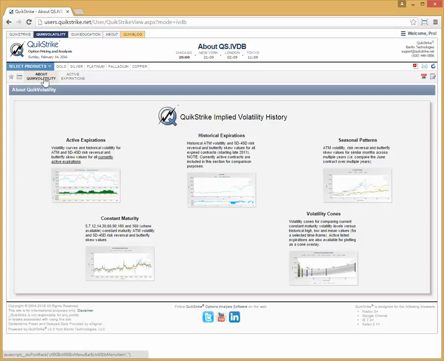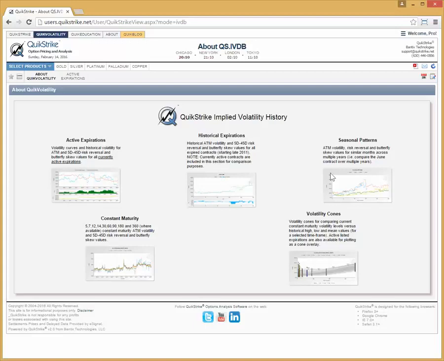So when you come to the About Quick Volatility page, you're going to see 5 sections here of things that are available, but what you're going to notice is only one is available here. So on the Pro version, all we're allowing in terms of access is to active expirations. And when we say active expirations, that just means anything that's still trading, right? Anything that has at least 1 day to expiration. So here's where you can see the historical data for that.